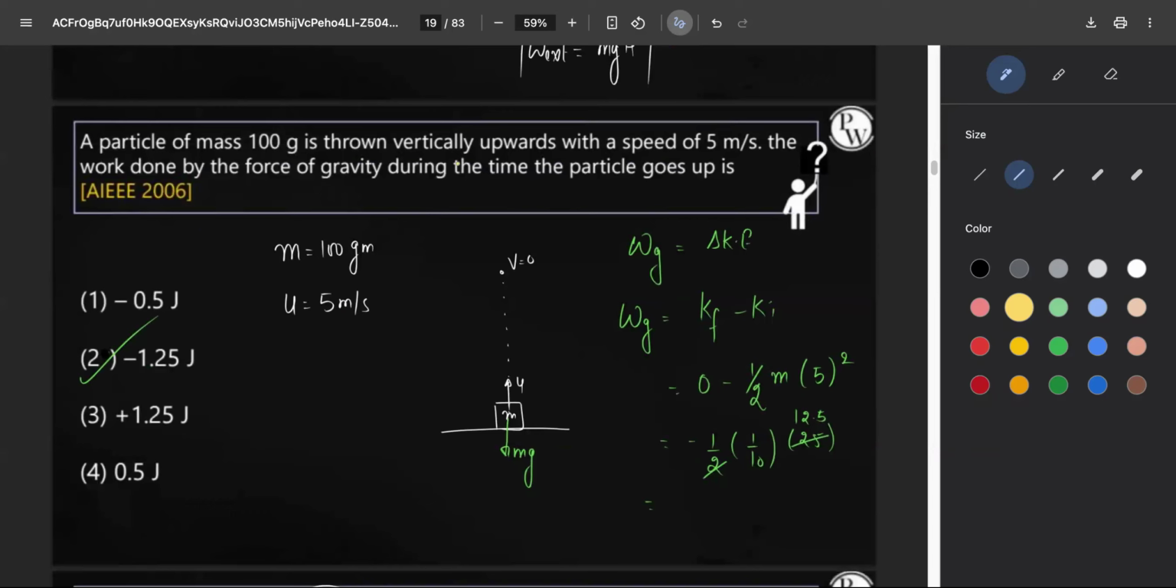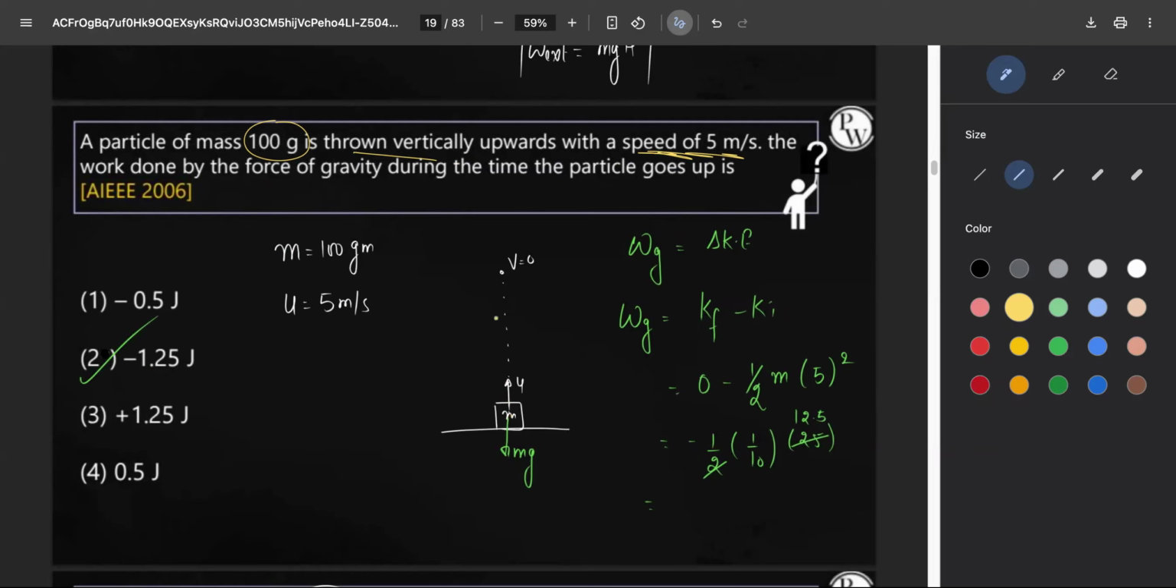So we look at this part. A particle having this much mass is thrown vertically upward. Okay, initially you had given some speed. Work done by the force of gravity during the time the particle was going up. Look at this carefully. They have not asked me the work done by the force with which I have sent it upside. They're asking the force due to gravity.